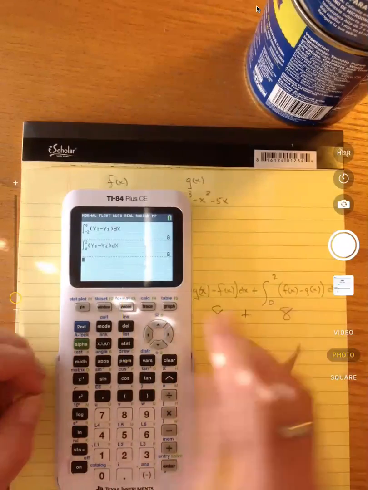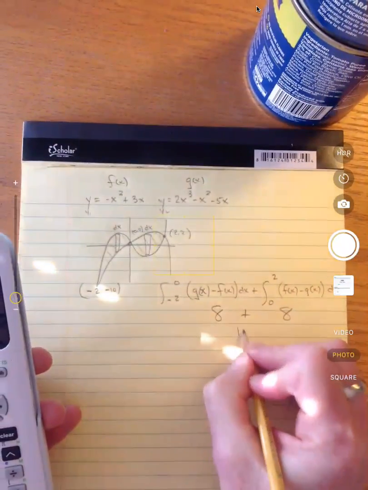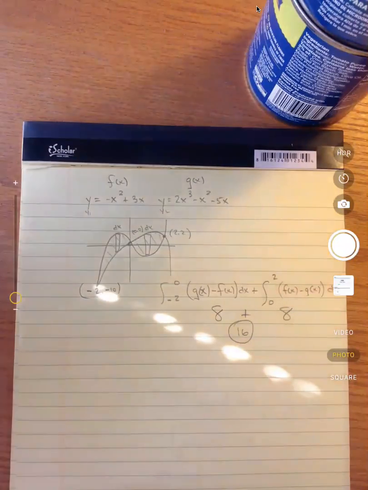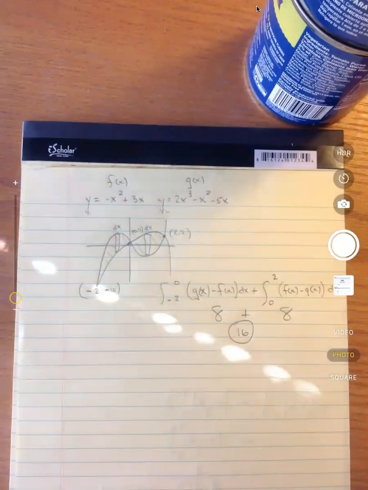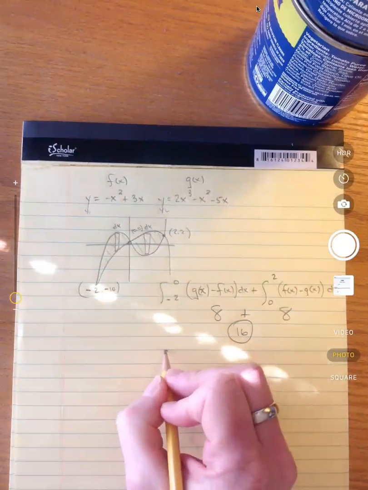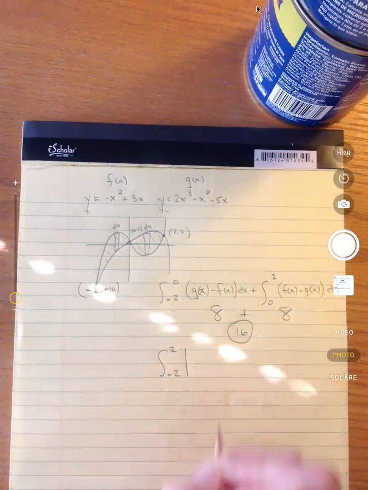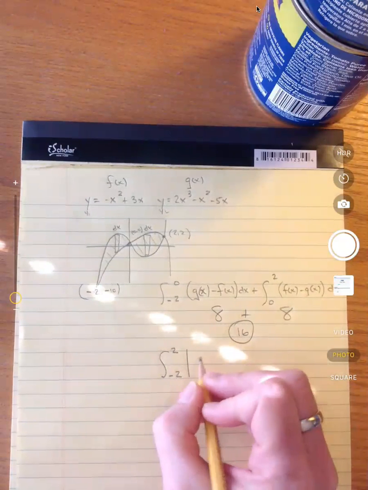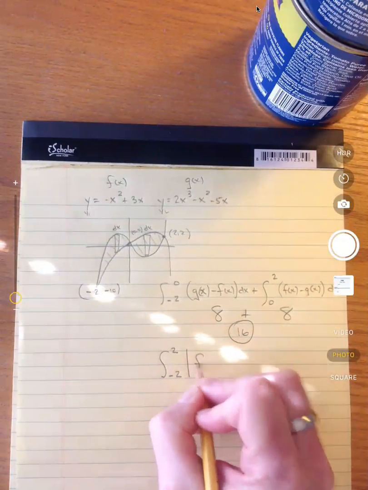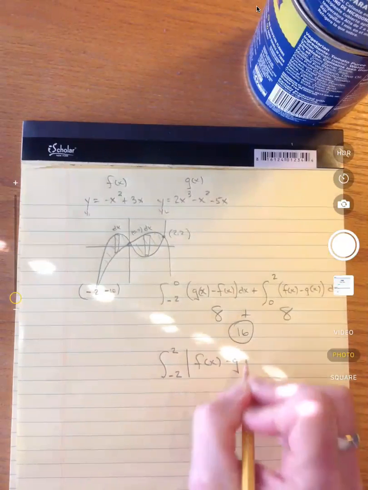That's also 8. Okay, so I get a total area of 16. But the nice thing, again, is that because we said earlier you can use the absolute value, it doesn't matter which one's on the top or the bottom, because it's always going to return a positive value. So an alternate way is to go all the way from -2 to 2 of the absolute value of the difference of the two functions. And it really doesn't matter which one's on the top or which one's on the bottom.